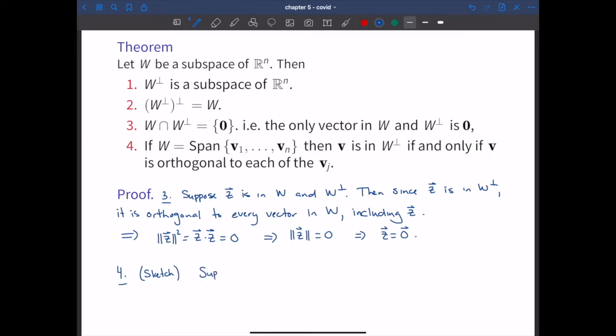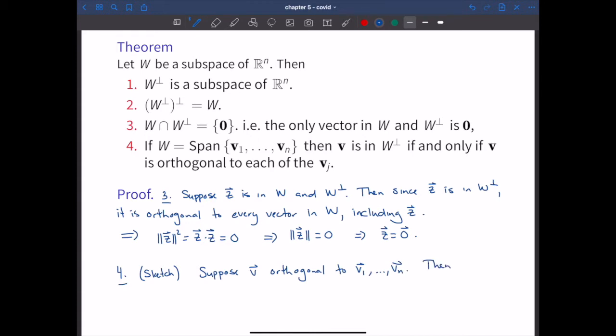Suppose v is orthogonal to the vectors v1, v2, all the way up to vn.